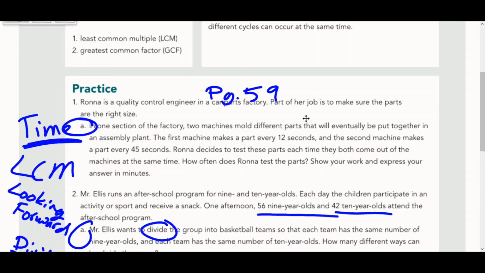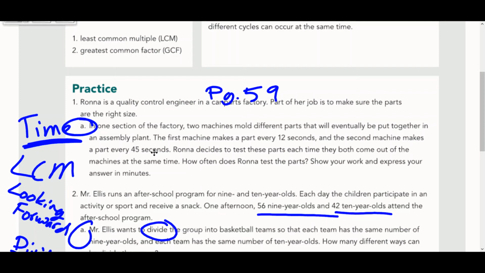So what I would recommend you doing is writing out, okay, so it's going to make a part at 12 seconds, and then it's going to make a part after 24 seconds, and then a part at 36 seconds. What am I doing here? I'm just counting by 12s, right? Or in other words, the multiples of 12. Then I would do that with 45. Okay, the second machine makes a part at 45 seconds, and then again at 90 seconds, and then go from there. And do that until you see an overlap.